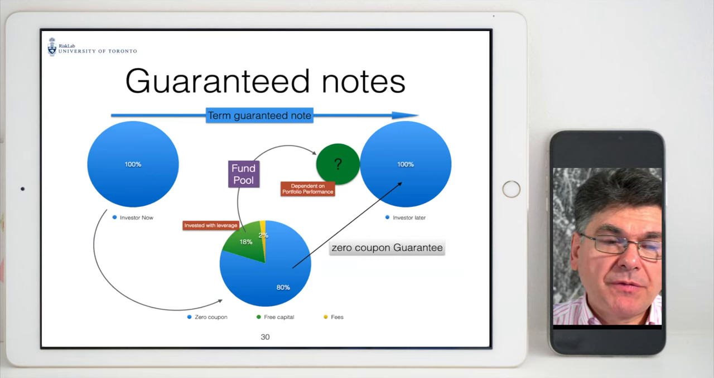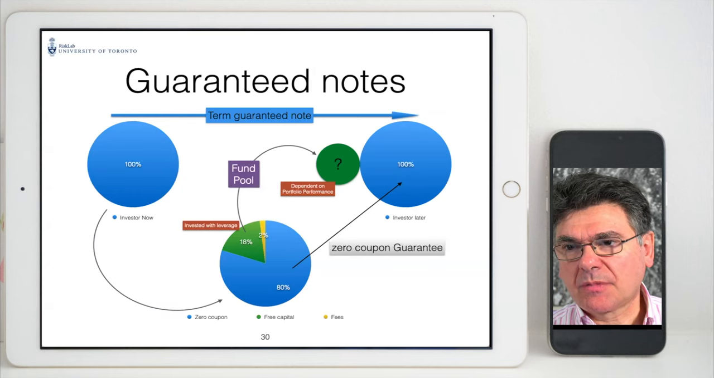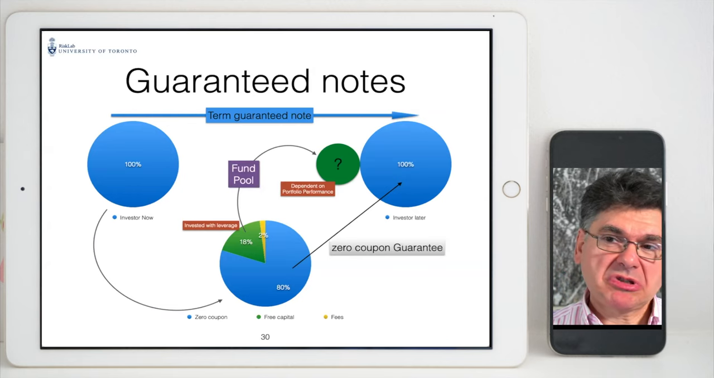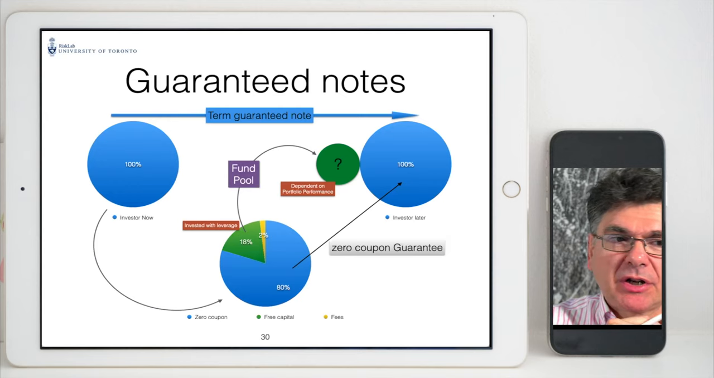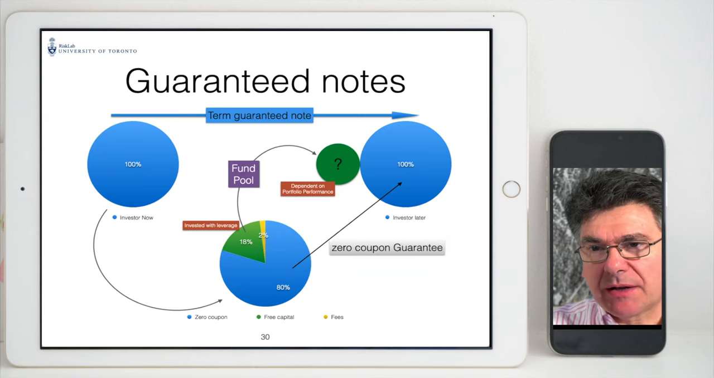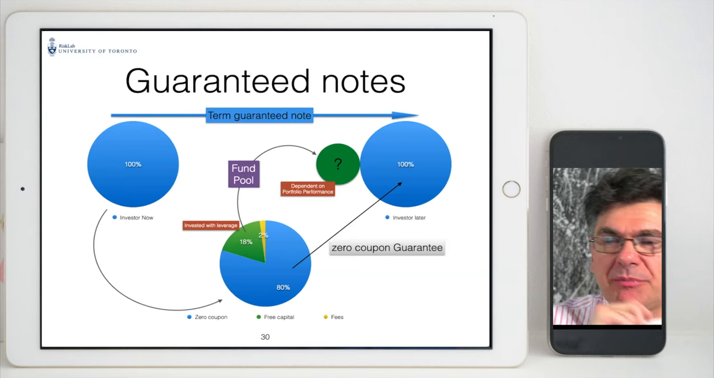And they are very often offered on stock indices. Sounds good. You invest in a stock index, and if the stock market goes up, you collect not all of it, but a portion of the upside. But if it goes down, you get your money back. But you have to keep your money for 5 years. Okay?